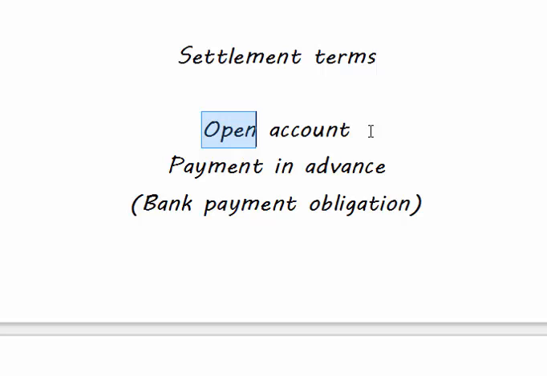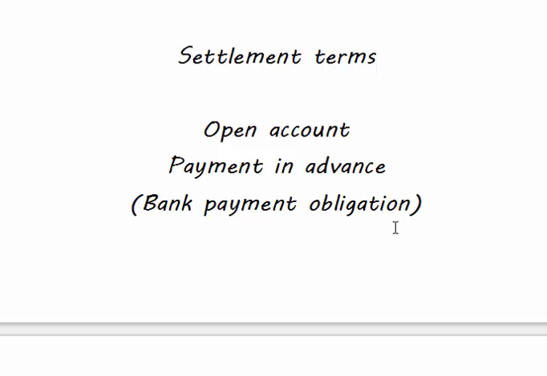Open account is you supply the goods, keep on supplying the goods, and the other person will keep on paying, and there won't necessarily be a one-to-one match. At the end of maybe a quarter or a year, they will reconcile and say, okay, this much is the net outstanding. Payment in advance, the supplier will say, first you show me the money, and then I will show you my goods. That's it.